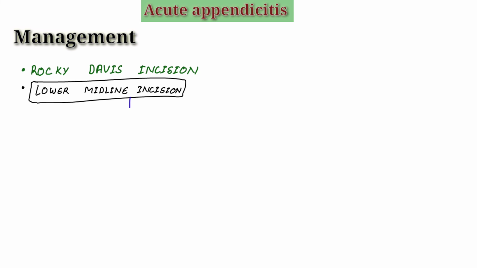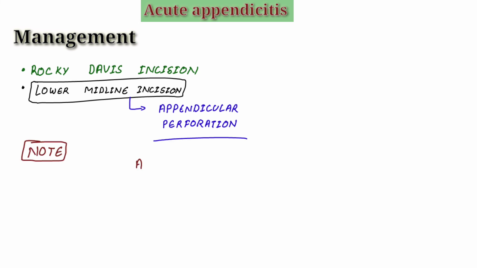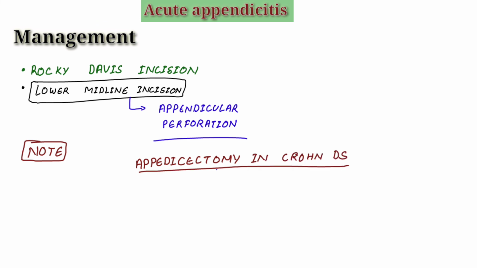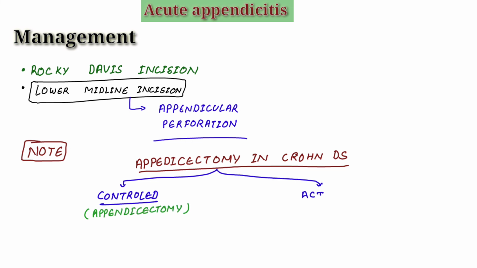You can have another incision called Rocky Davis incision. And you can have lower midline incision. Lower midline incision is used when there is appendicular perforation. Note: appendicectomy in Crohn's disease. If Crohn's disease is controlled, then go for appendicectomy, but if there is active Crohn's disease, then go for conservative management. Because if we do the surgery now, then that can give rise to fecal fistula.